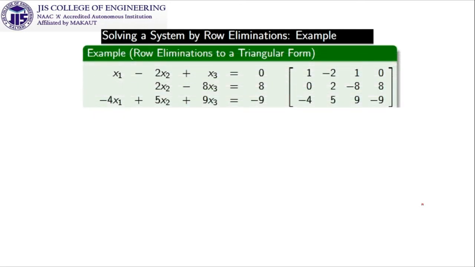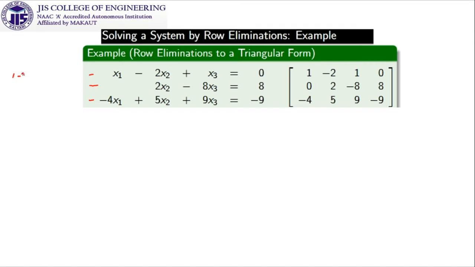Now we are trying to show you how a system is going to be solved by row eliminations, or rather you can say row operations. First of all, take this example. There are three unknowns x1, x2, x3, and there are three row equations: first equation, second equation, third equation. So if I represent it in terms of matrix, then what will it be?